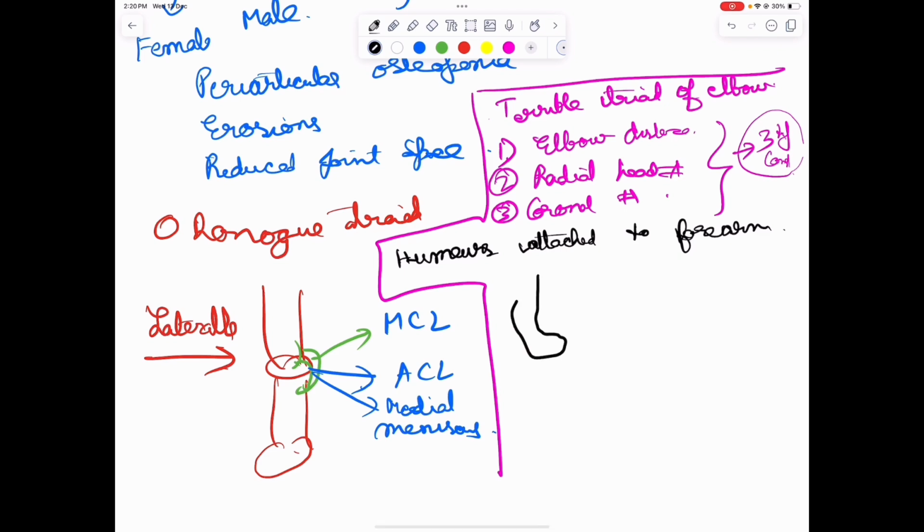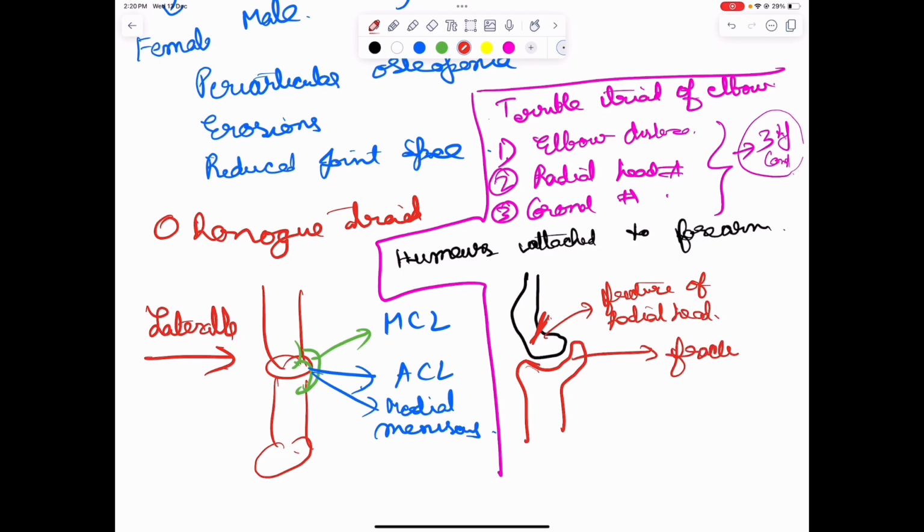So how is it attached? See, suppose this is the humerus. Now this is your radius. So what is happening is that there is fracture of the radial head. Now what happens is there is fracture of the coronoid. Fracture of the coronoid has happened. And then next we will have displacement or fracture of the ulna.